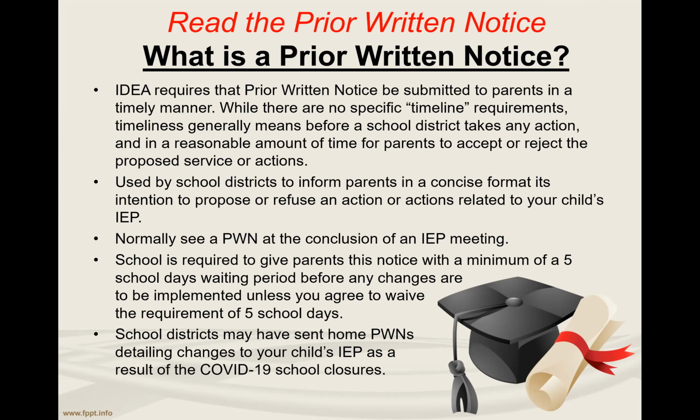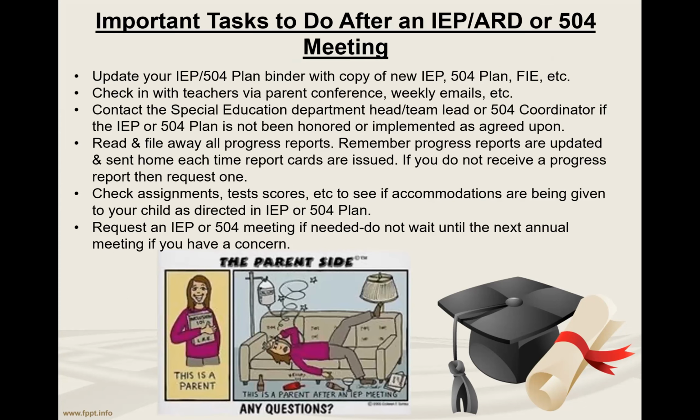Sometimes districts during COVID used prior written notice to detail changes to your child's IEP. Those prior written notices are very important to keep. It could be where you can use that documentation for compensatory services. Because during COVID, it was new for everyone, and many districts used many different forms to change a child's IEP. But the biggest mistake parents make after an IEP is not reading their child's prior written notice. Read that prior written notice. If you have a disagreement with anything in the prior written notice, write your disagreement and have it attached to the prior written notice.